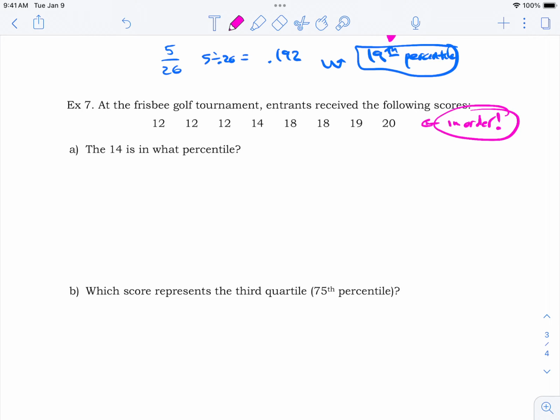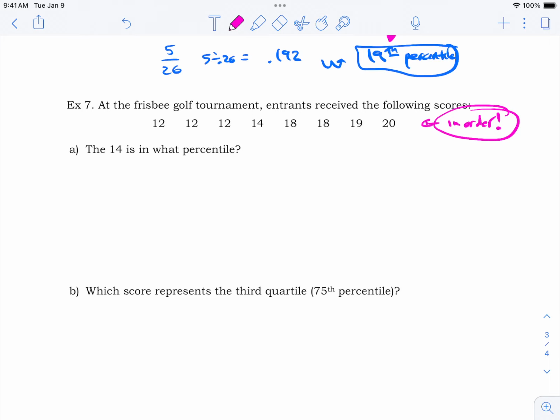Again, you have to first make sure your numbers are in order, smallest to biggest. You wouldn't want to have the 12 and then the 20 and then a 12 and then the 18 and then a 14 and then a 19. You wouldn't want to do it that way because that would not even make sense. So put the numbers in order.